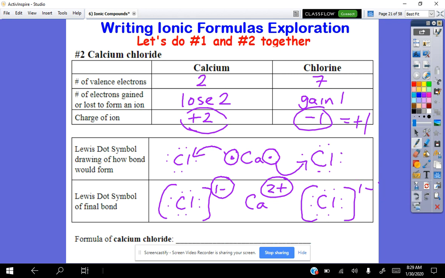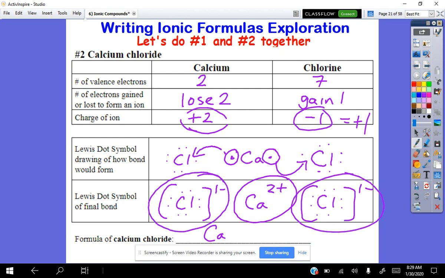Then I just have to ask myself, okay, the formula. How many times did I draw calcium? I just had one calcium atom here. Don't need a subscript for it. How many chlorines are there? Sure enough, there's 2. So Cl and then a subscript of 2 to represent the formula there.